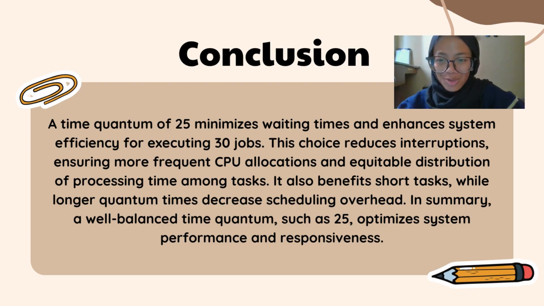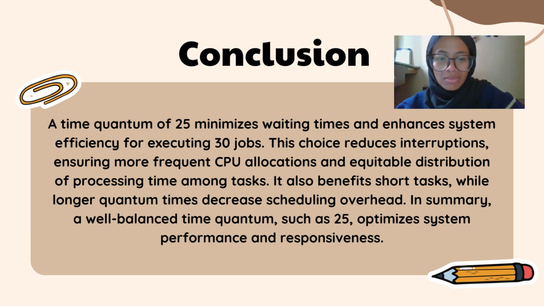As for conclusion, the optimal time quantum identified is 25. It minimizes waiting time for executing 30 jobs, enhancing system efficiency and responsiveness. This choice reduces interruptions, contributing to improved performance.